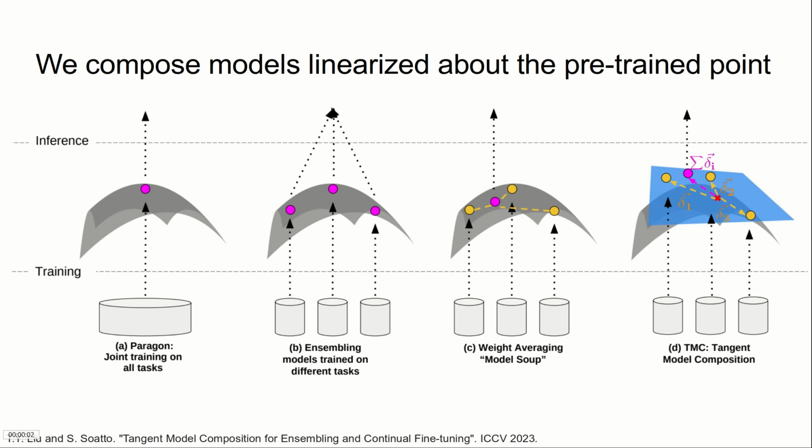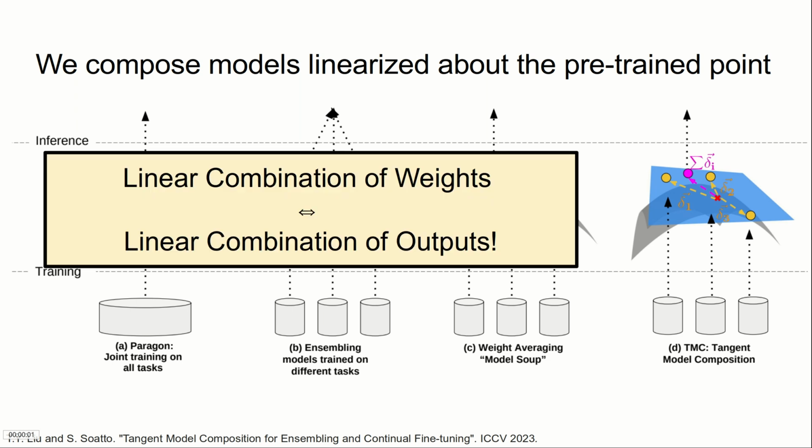Instead, we propose to compose models which are fine-tuned in the tangent space of the pre-trained model. This is achieved by linearizing models about the common pre-trained initialization. This fine-tuning process yields models that exist on the same tangent plane, and whose outputs are linear with respect to their weights. This means that the linear combination of their weights is theoretically equivalent to a linear combination of the outputs. In other words, this would be the logit ensemble of these models.